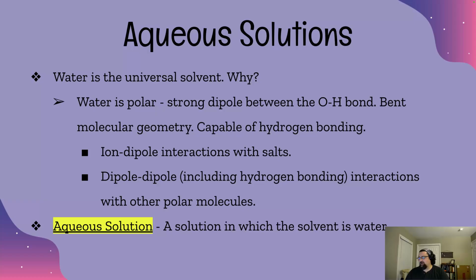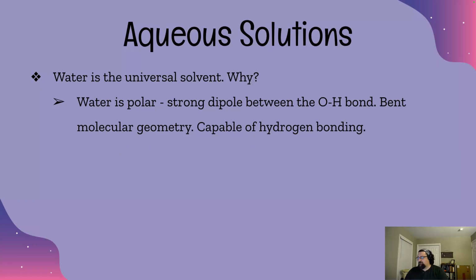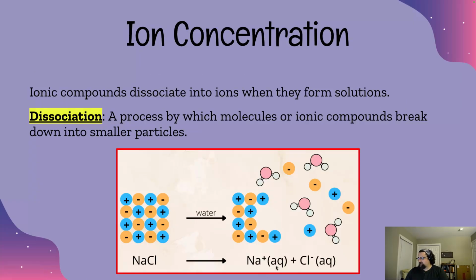Because of this, we make an aqueous solution, which is a solution in which the solvent is water, and we have something in the water. The solvent is water, which makes it aqueous. We noted that on the last slide by that little aq at the bottom of the sodium chloride, where we had sodium Na+ (aq) and Cl- (aq). That means that they are aqueous.